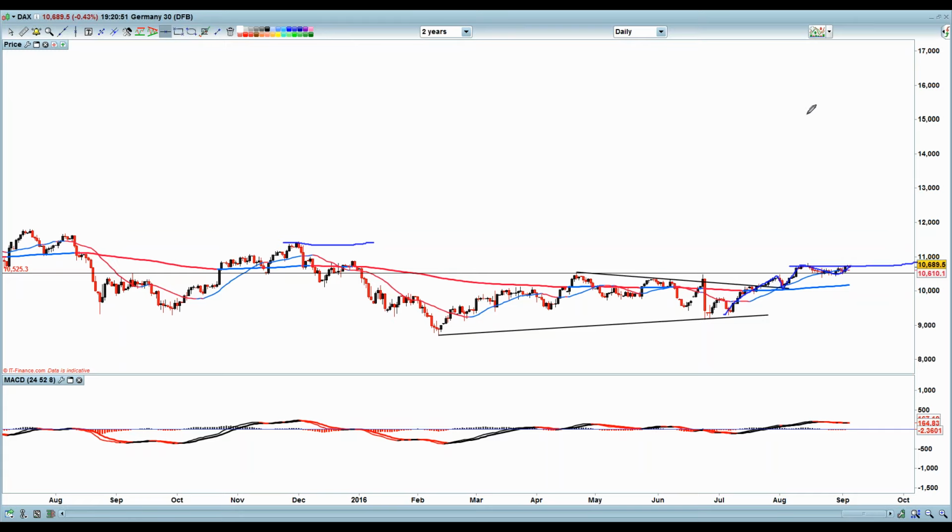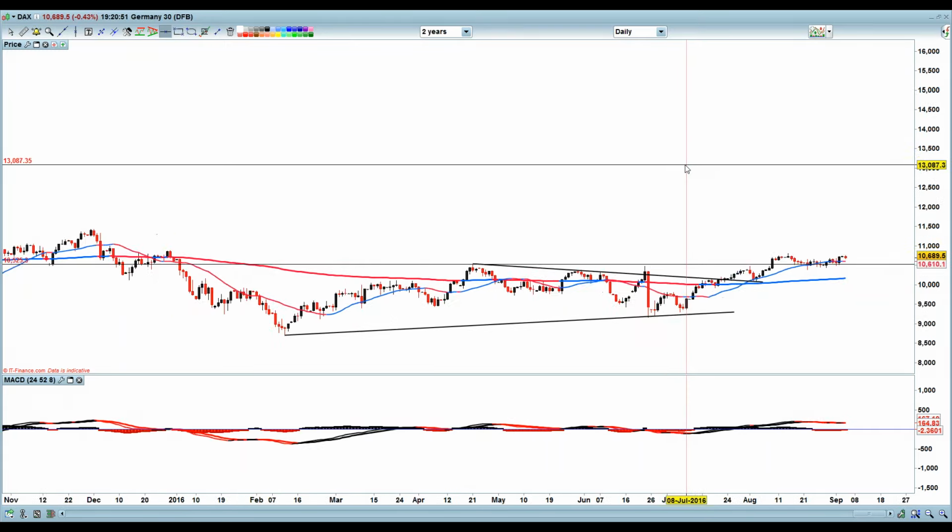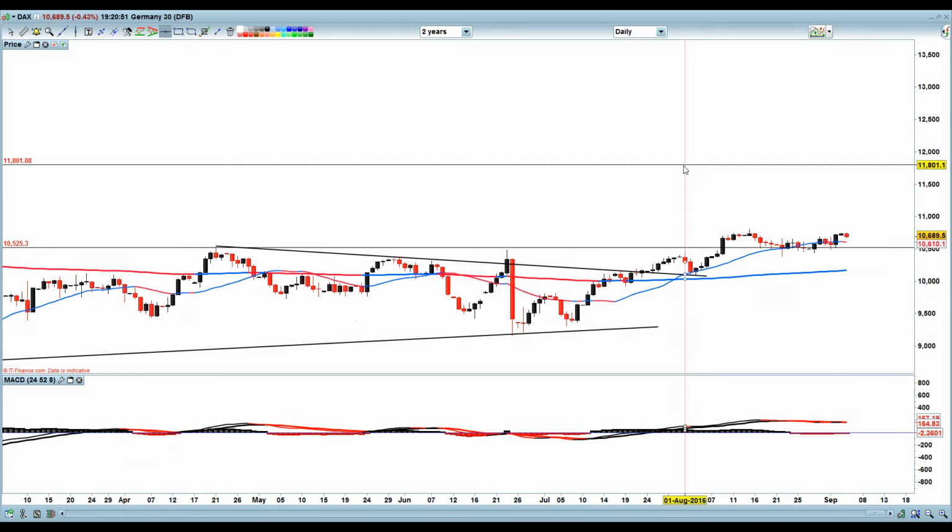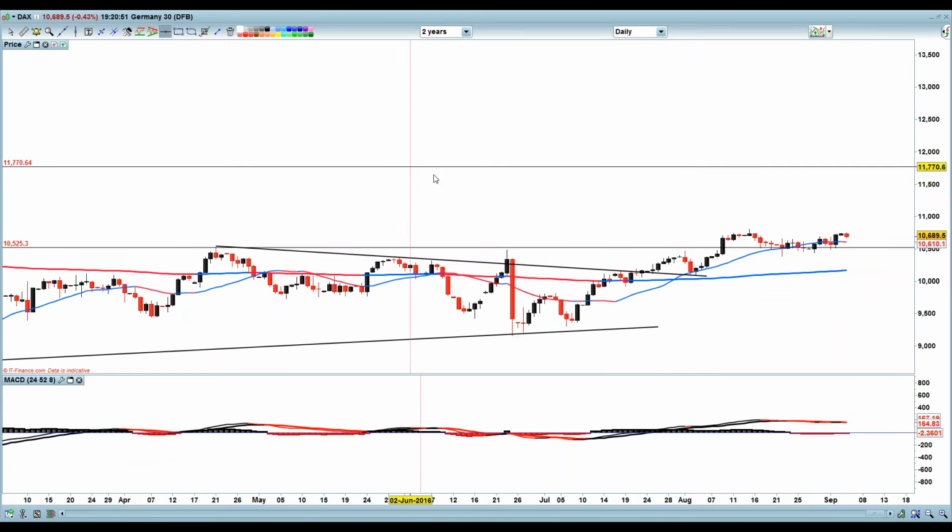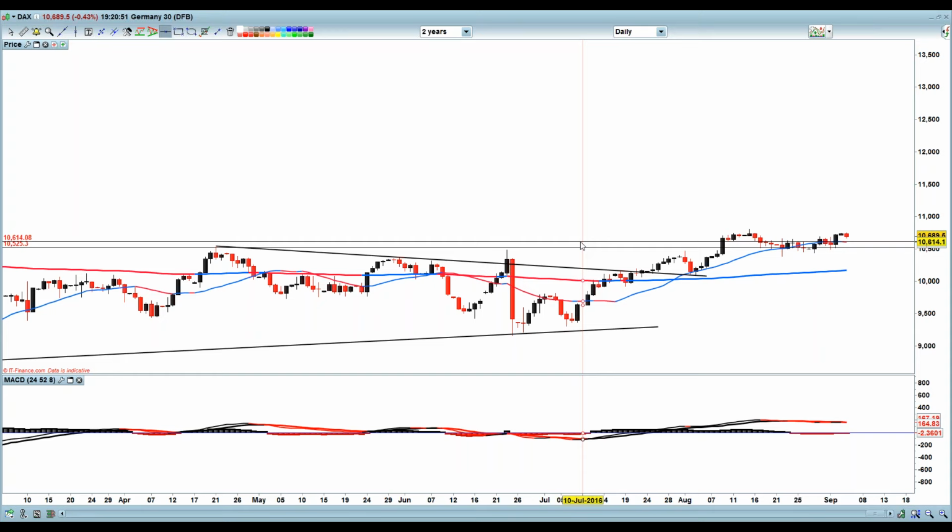So let me just scrap the drawing and let's just clarify what we're seeing. So big bull bar on Friday. So if we come down and test 10.6 and hold, then we've got the potential for higher levels.